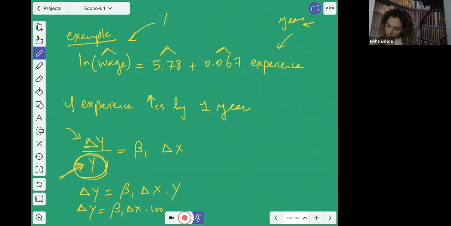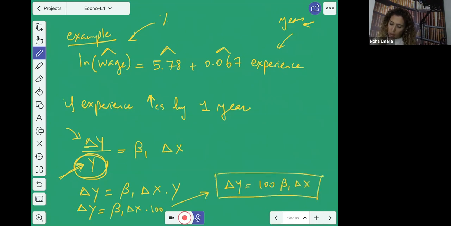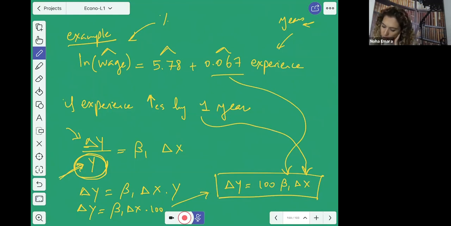Or write it, I prefer to write it this way. The change in y is 100 beta 1 change in x. Okay, so now 1 year is here. So this is 1. Beta 1 is here. So this is beta 1. You just multiply it times 100 and get the answer. So the change in y is equal to 100 times 0.067 times 1.